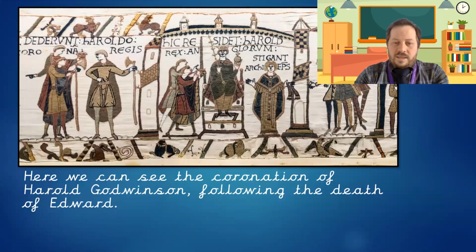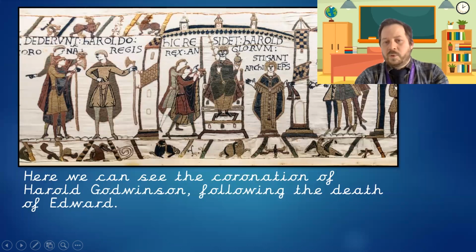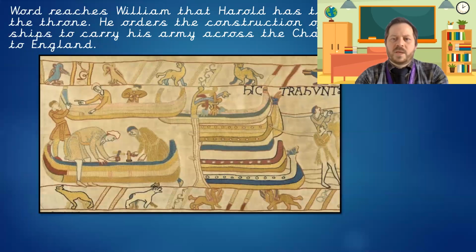So here we have another scene, and this is the coronation or the crowning of Harold Godwinson after the death of Edward. You can see Harold, his name here, and Rex again in the same sentence, meaning King Harold. Here you can see him sitting on the throne. He has the scepter, an orb, and the crown, which denotes him as the king. And he also has a religious individual, who would have been the person that set him up, coronated him.